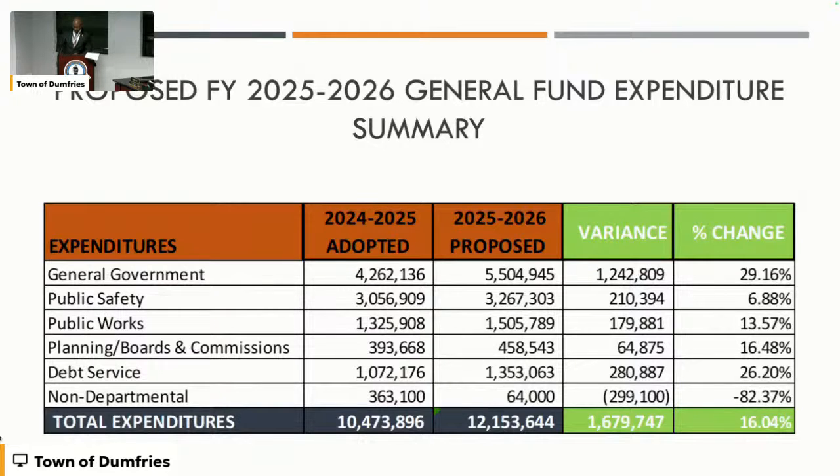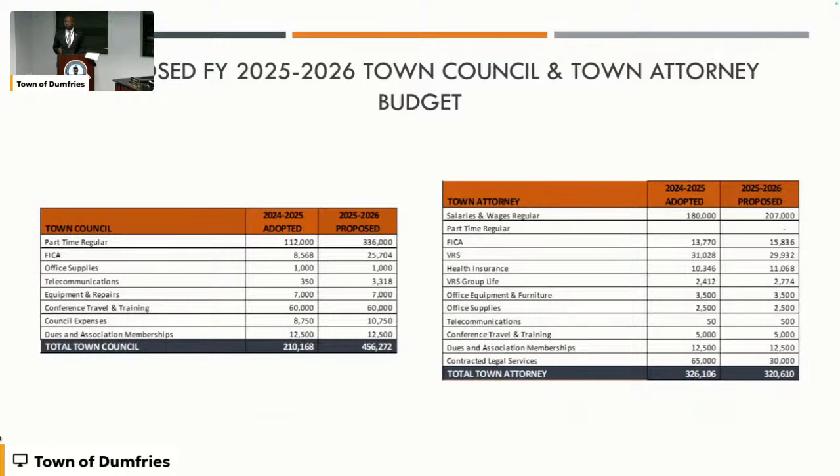The growth of general government is about 29% when compared to the adopted budget of fiscal year 2024-2025. Public safety grew 7%. Public works grew 14%. Planning and boards and commissions grew 17%. Debt service grew 26%, and non-departmentals was a reduction of 82%. The next slides will break down the fiscal year 2026 budget for each department in the town.